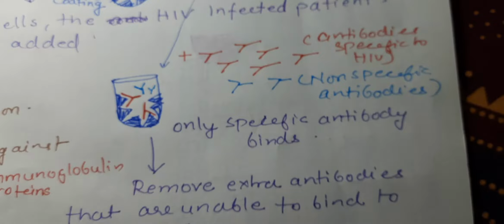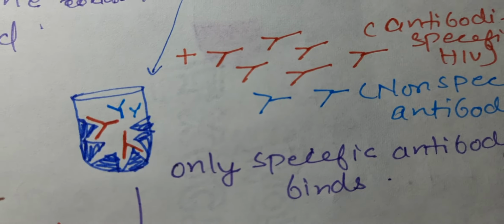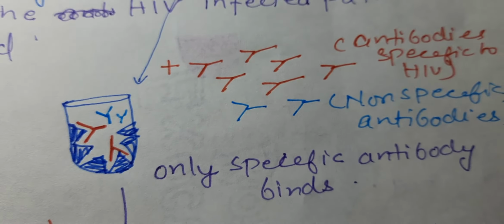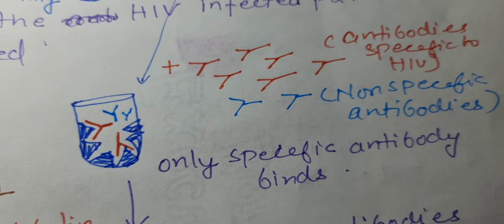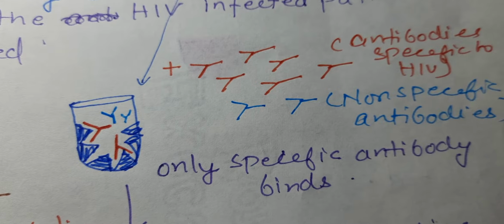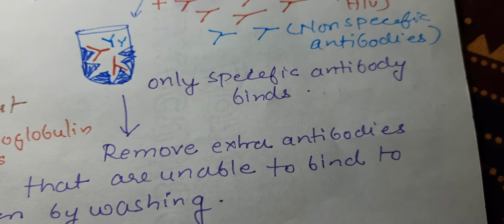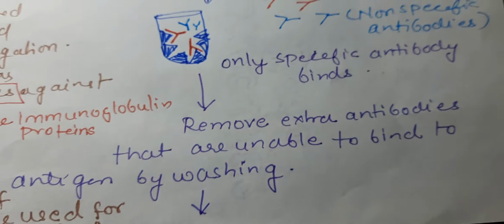Okay, now serum contains the antibodies. There are certain specific antibodies, certain non-specific antibodies. Now antigen will only bind to the specific antibodies. So you do the washing, where the extra antibodies, the non-specific antibodies, are removed.